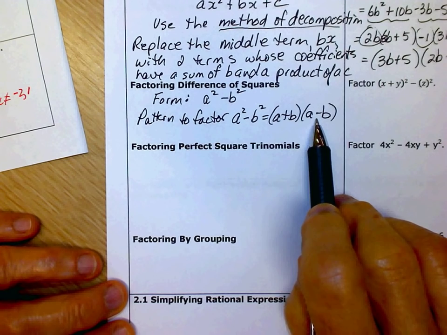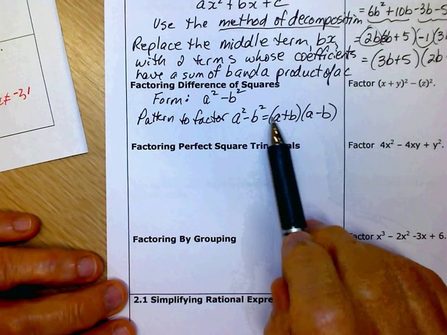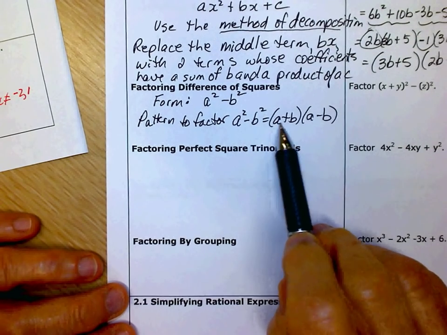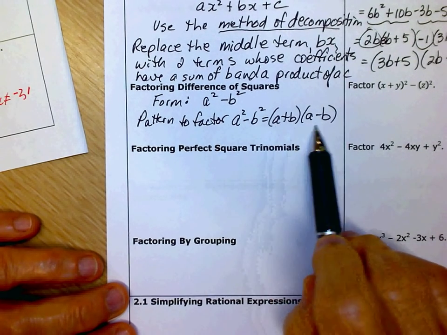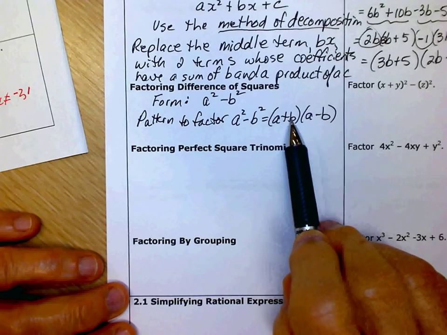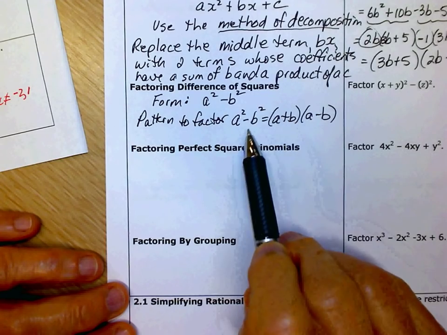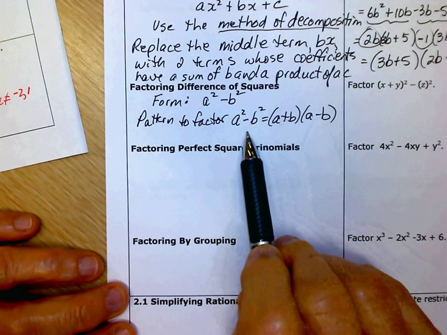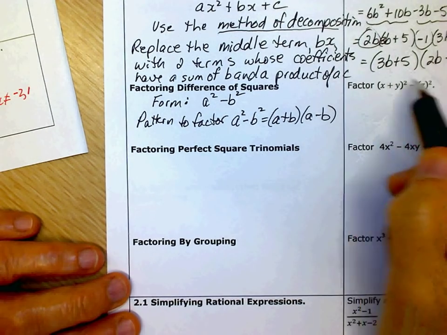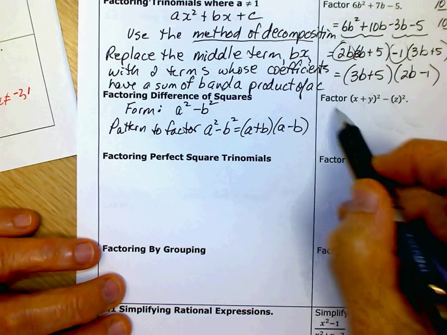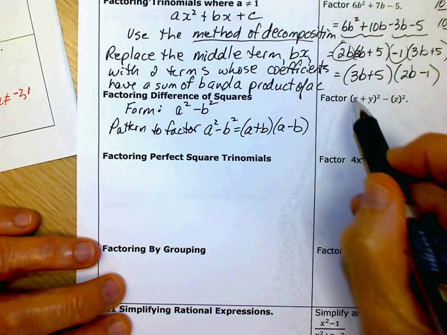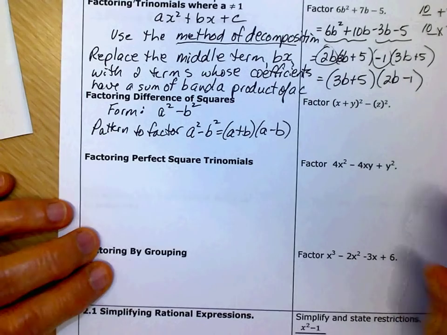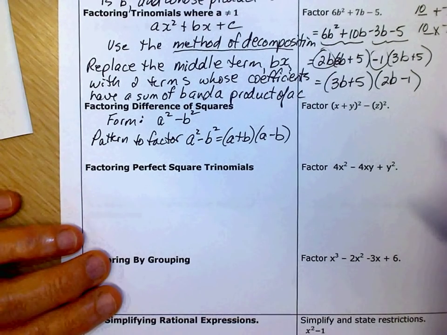But if I were to FOIL these, I think you would see you would end up with a squared minus b squared. A times a is a squared, minus ab plus ab equals 0, and positive b times a negative b equals negative b squared. So once you recognize that this is a difference of squares, it's very easy to factor.